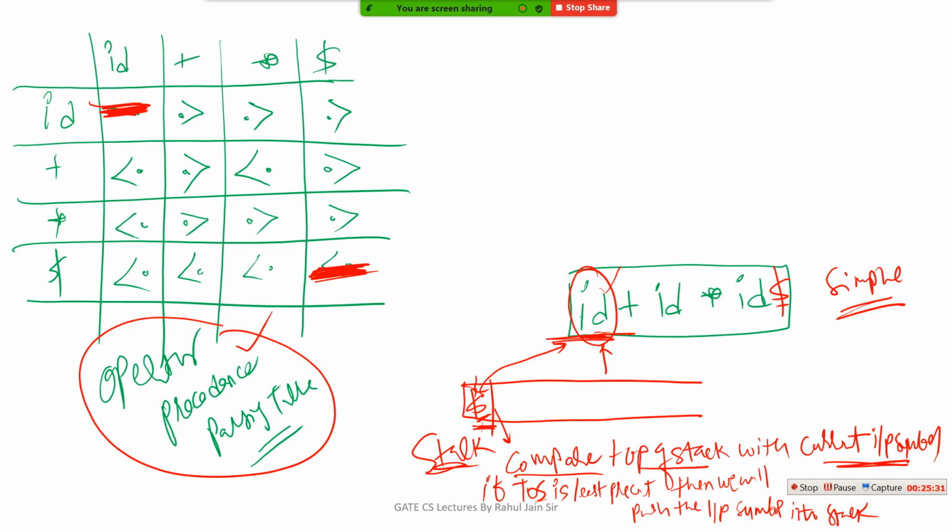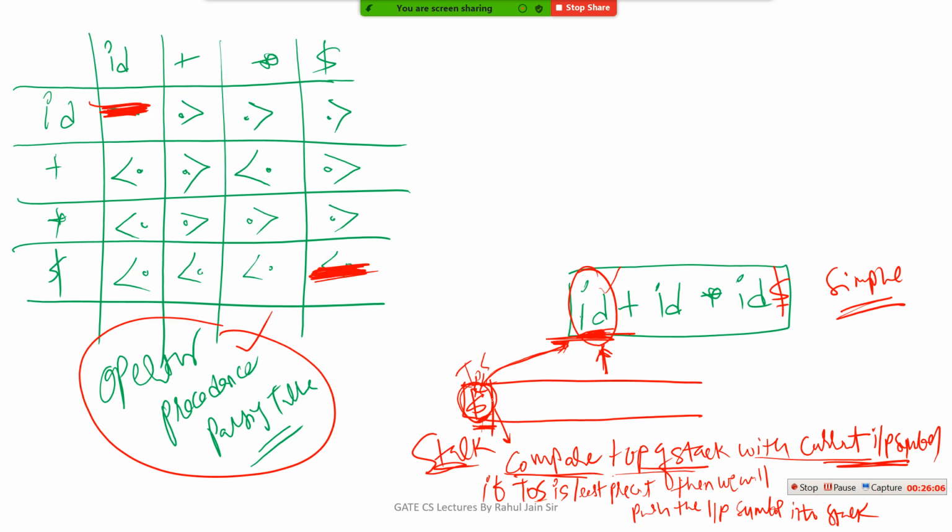Okay, so again I am repeating, my rule is simple: we need to compare top of stack with the current input symbol. Initially my stack is empty, so top of stack is dollar. I will compare this top of stack element with the current input symbol. The current input symbol is ID.